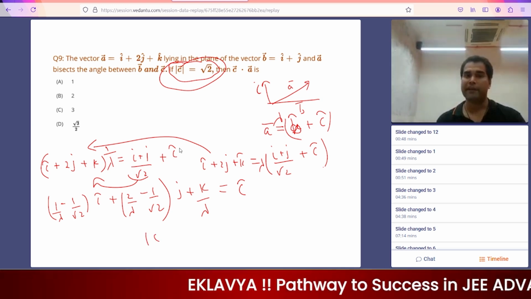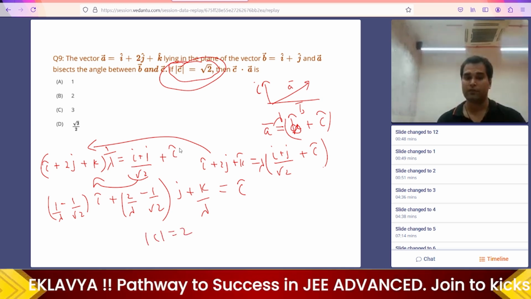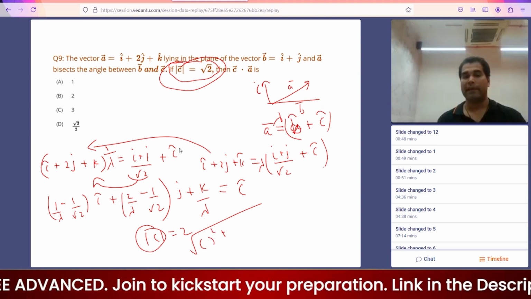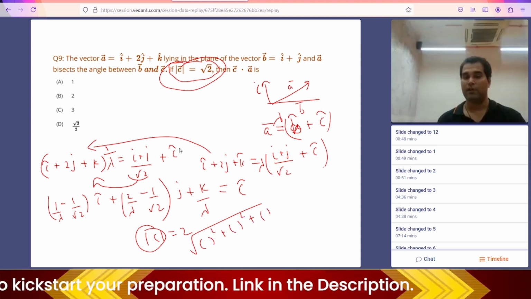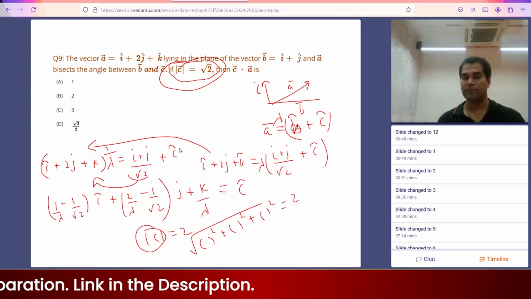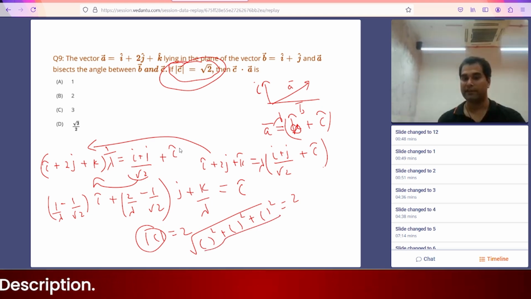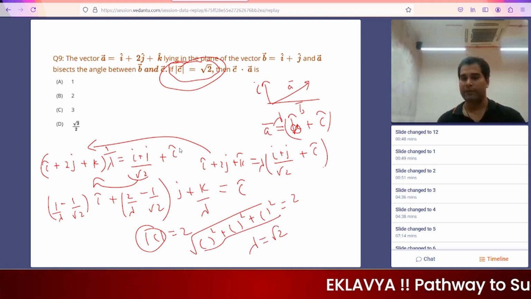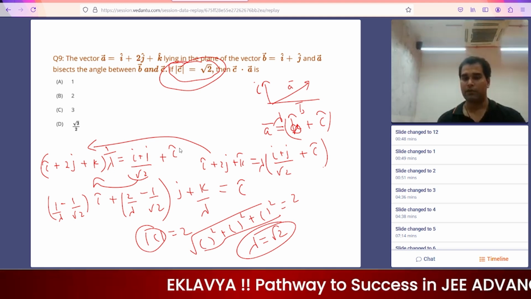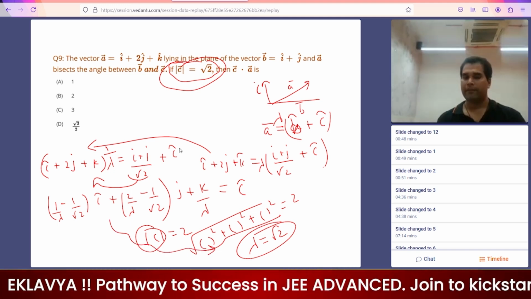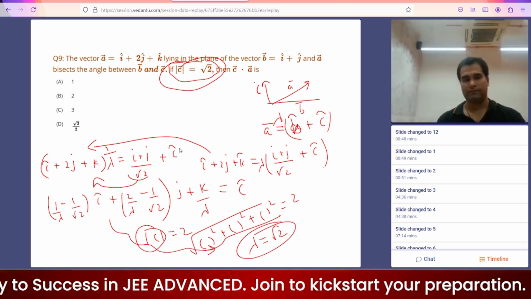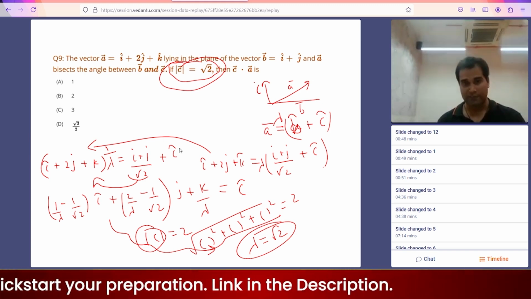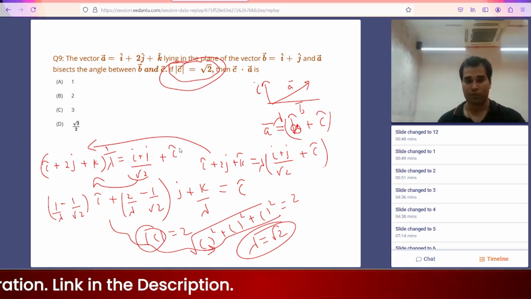Here it is given that the magnitude of vector C is 2. This means the magnitude of vector C, the square of the coefficient of i, the square of the coefficient of j and the square of the coefficient of k, is 2. Now let's solve; when these values are put in, we get lambda equal to root 2. Please solve this calculation yourself.